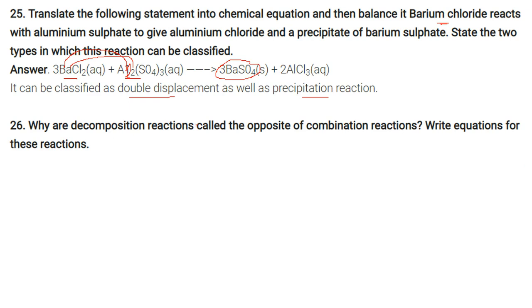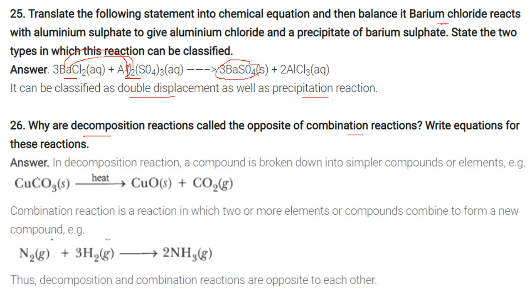Next is, why are decomposition reactions called the opposite of combination reactions? Write equation for this reaction. Decomposition means one compound is giving various compounds after application of something. Now combination reaction means after application of something, the different compounds come together and form a single compound. So in decomposition reaction, the compound is broken into simpler compounds, or you can say elements, like the CuCO3. When heat is applied, it forms copper oxide and carbon dioxide.